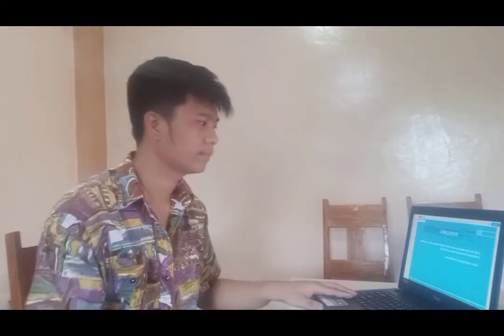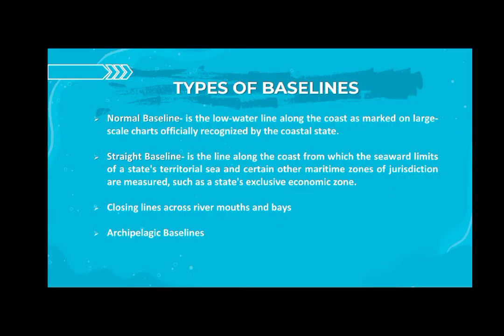So, what is baseline? Baseline, for me, is the line from which the outer limits of maritime space under national jurisdiction are measured, and it is also a vital feature of maritime law. So this is very important to all the people. There are 2 types of baselines. First, the normal baseline. It is the low-water line along the coast as marked on large-scale charts officially recognized by the coastal state. So that is the normal baseline.